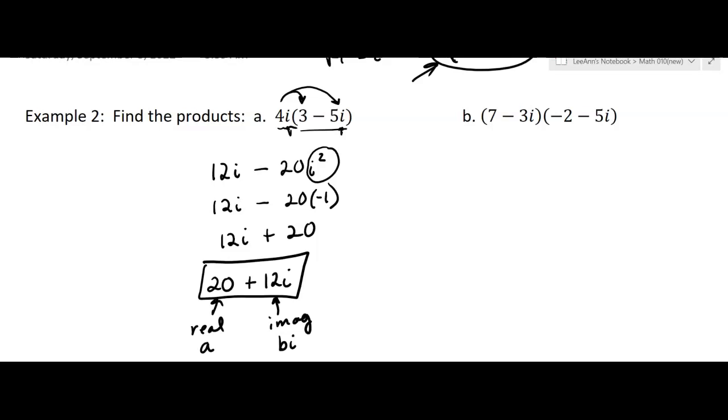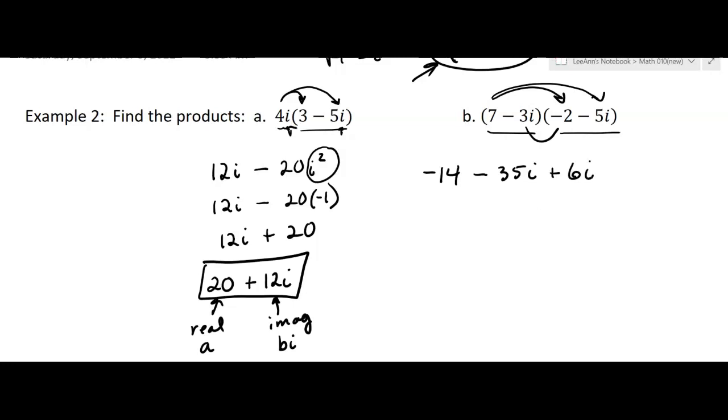All right, the second part, you have a complex number times a complex number. Both of them are written in standard form, a plus bi form, and it kind of looks like a binomial, right? So we're going to use FOIL. 7 times -2, that's going to be -14. And then we're going to have 7 times -5i. That's going to be -35i. Then we're going to do the insides. Okay, negative times a negative is positive. And then 3 times 2 is 6i.